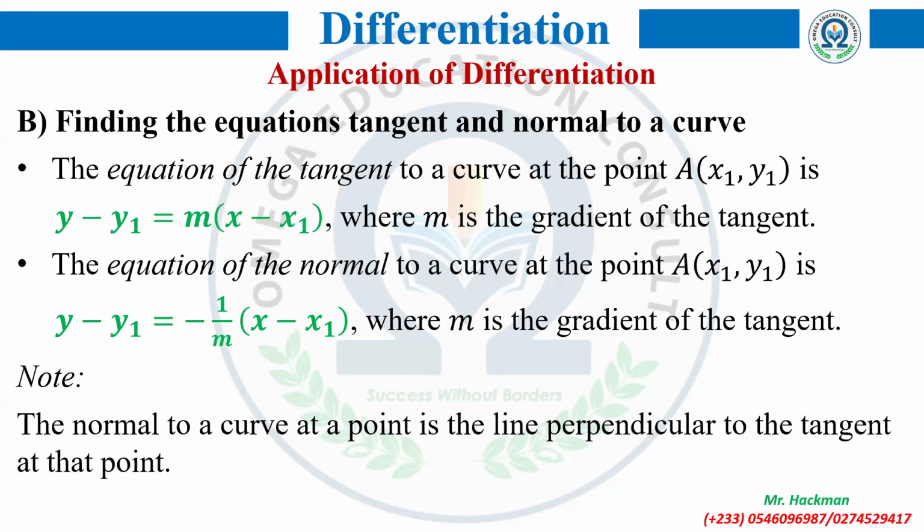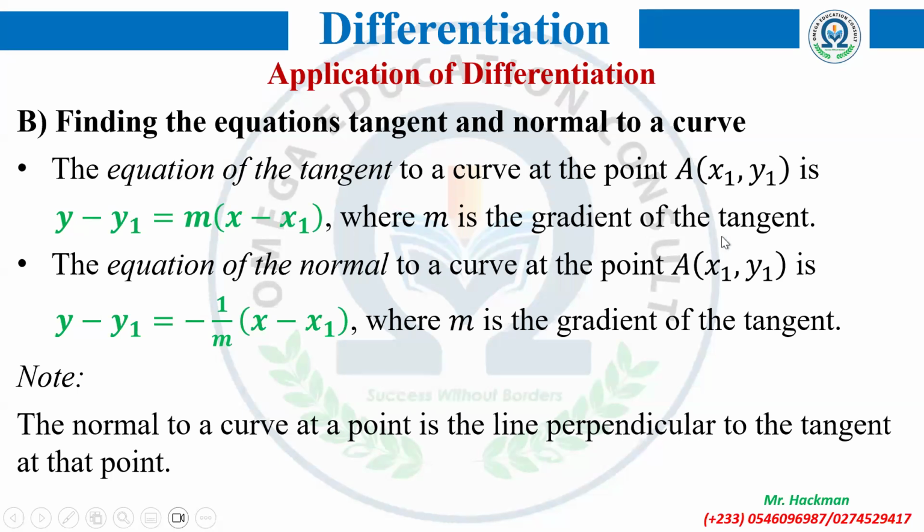So the equation of a tangent to a curve at a point A, with x coordinate being x sub 1, y coordinate being y sub 1, is given by this: y minus y1 is equal to m into x minus x1. You know this formula, right? The equation of a line formula, the point-slope form, where m is the gradient of the tangent.